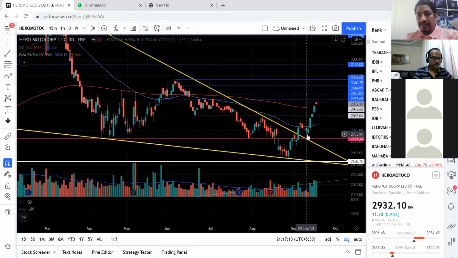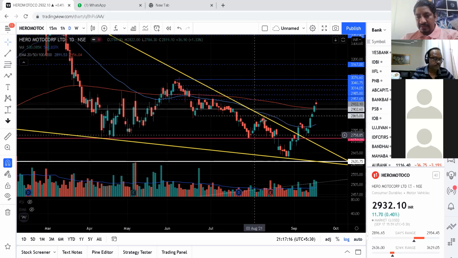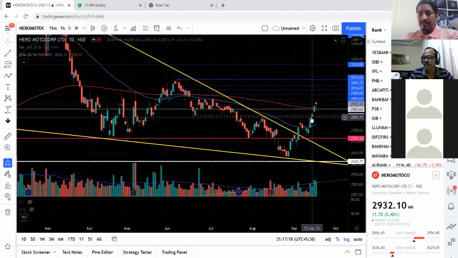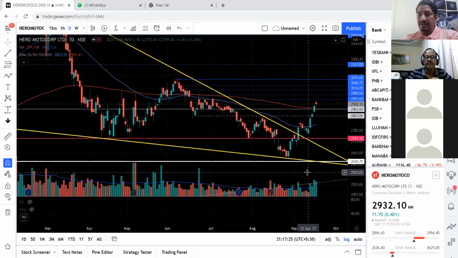Breakout, retest, and gone up. Now here, another interesting pattern emerged, as Dr. Saab has seen. It's a reverse head and shoulder. It's not just about only one pattern. It was a falling wedge, which is a bullish signal because it will give you a reversal.